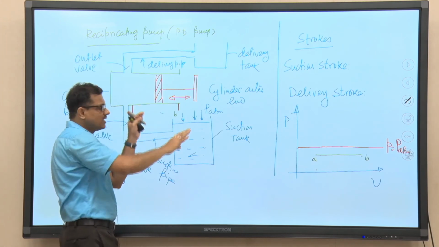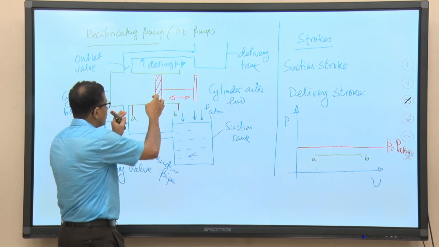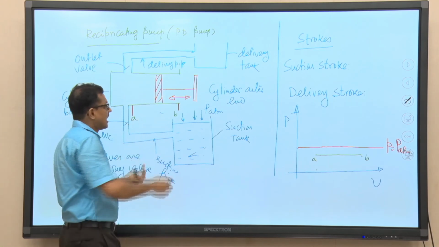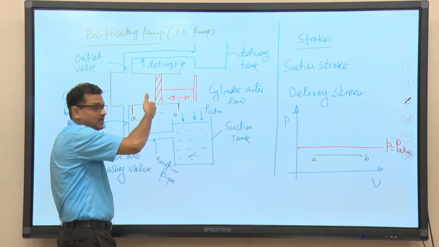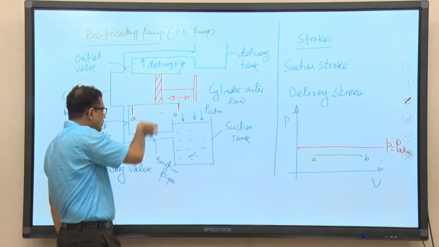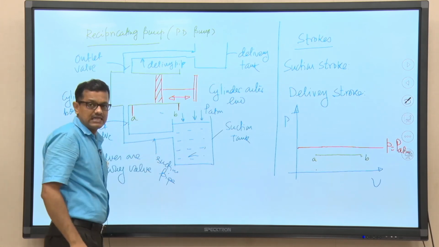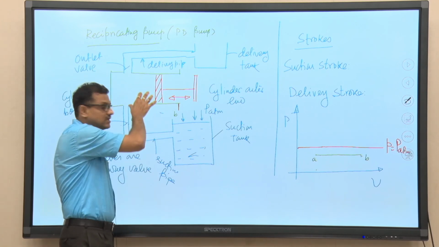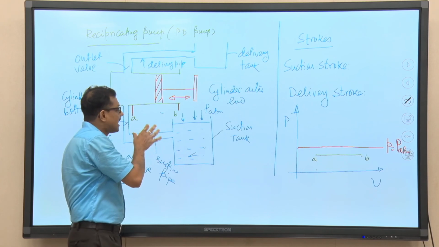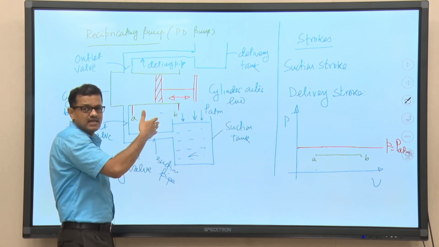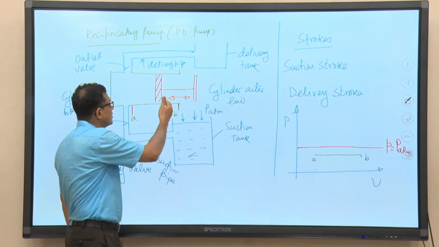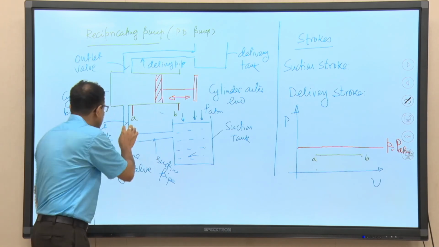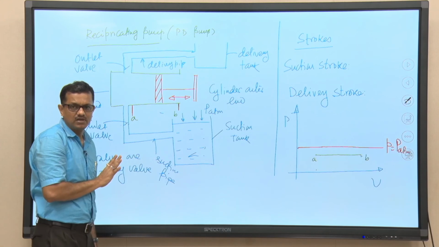When the piston is at point B, the pressure inside the cylinder will be reduced, as we will discuss slowly, because of the deceleration of the piston. As the piston is decelerated, the liquid inside the cylinder as well as in the suction pipeline will be decelerated. That eventually leads to a reduction in the pressure inside the cylinder, but the next stroke is the delivery stroke, and at the end of the suction stroke this valve will be closed. That is what we have learned.